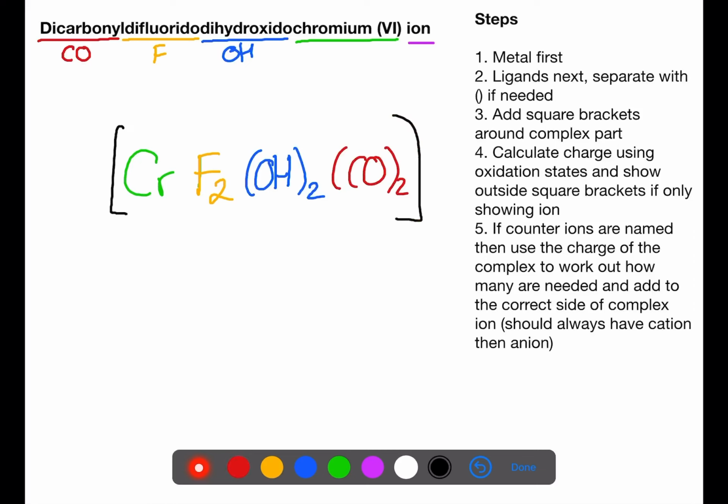We can then put in the square brackets and work out the charge to put on the outside. Chromium here is 6 positive, fluoride is 2 negative, the hydroxidos are 2 negative, and there is no charge from the carbonyl. This means overall the charge of the square brackets is 2 positive.